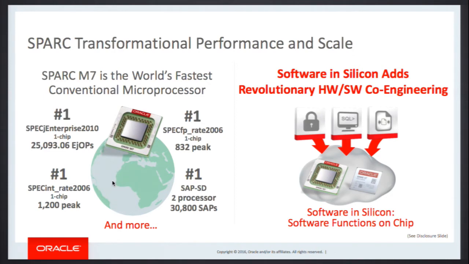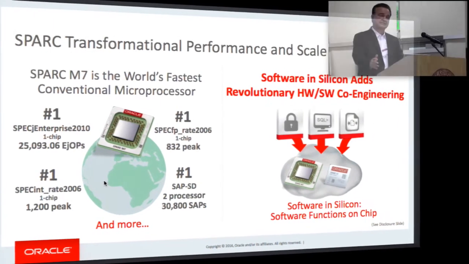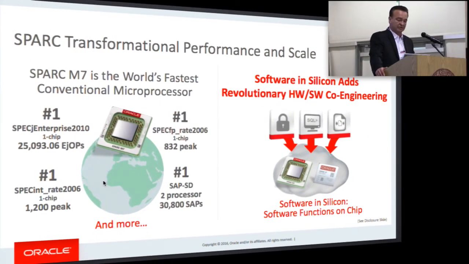Specifically, it is the world's fastest conventional microprocessor. This was introduced in 2015. It holds a number of world records: CPU intensive throughput, Java, database, ERP. What I'm going to focus on, though, is the left-hand side of this slide, which is on top of that is what we brought by working together, forward with hardware-software co-engineering with our database and our Java teams.